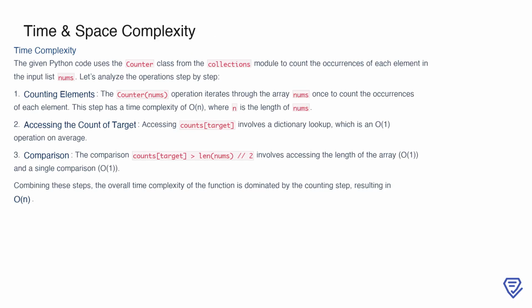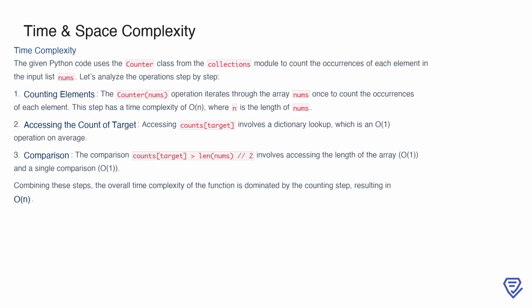Here, we analyze the time complexity of the provided solution. The first step involves counting the frequency of each element in the input list nums using the Counter class from the collections module. This operation requires iterating through the entire array once, making it an O(n) operation, where n is the length of the array.